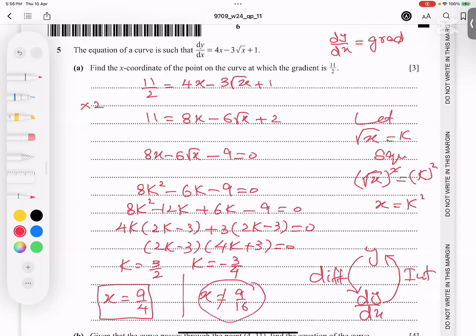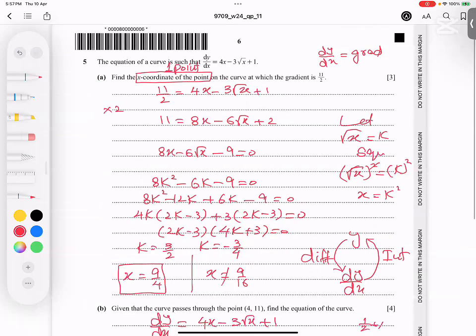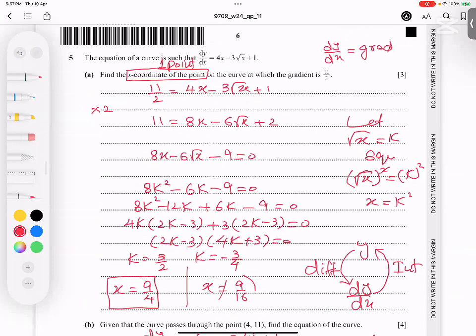And second, you may ask me how to know in an exam that we have ignored. Look at the top: find x coordinate of the point. It means we talk about 1 point, not 2 points. So whenever this situation comes, students, what to do? We have to plug in both x values in the equation and check it. Do we get the same gradient or not? I hope the point is very clear and the question is completely over.